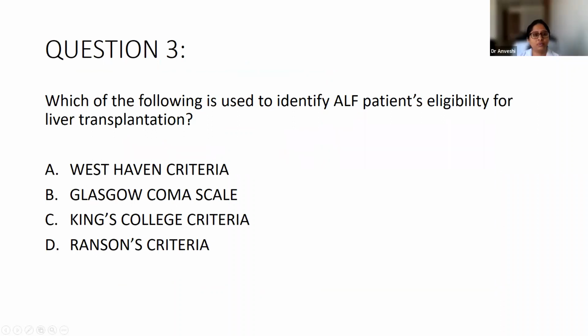So our next question is: which of the following is used to identify acute liver failure patients' eligibility for liver transplantation? Once the patient is in the ICU and you have diagnosed him as ALF, is the patient a candidate for liver transplantation or not? What is the criteria used to assess that? Is it West Haven criteria, Glasgow Coma Scale, King's College criteria, or Ranson's criteria? Which of the following is the answer? Please type in the chat box.